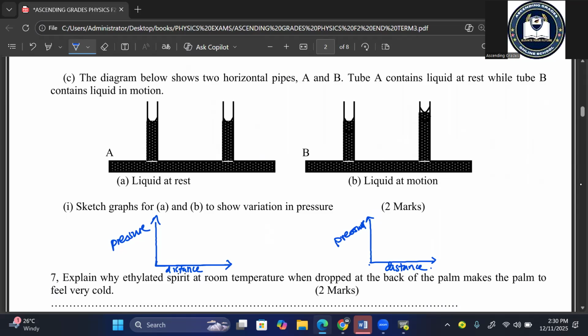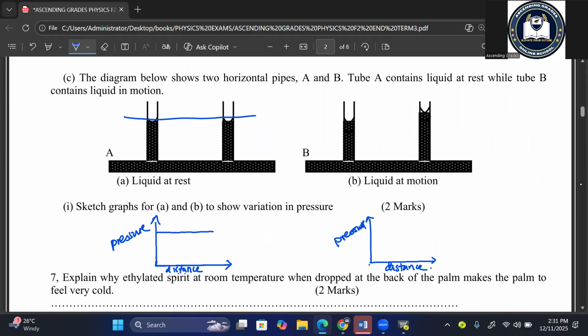So now, can we go on? We discuss part A, the one at rest. Then you can see we are having the same levels of the liquids. Then we expect the pressure to be just flat. The pressure is not changing because the liquid is at rest.